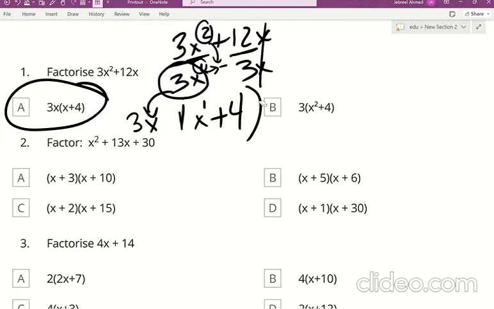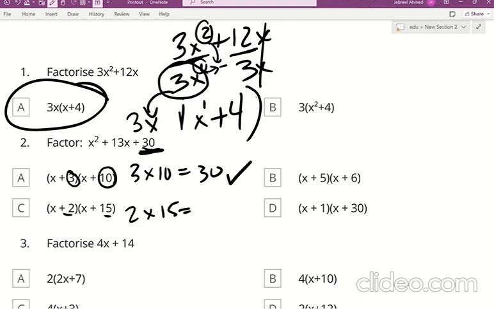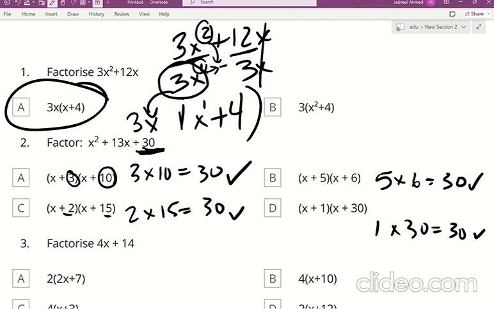Number 2, so I have this quadratic equation. The first step is I have to take these two numbers and multiply them together, and they should give me this number over here. So this is correct. I have 2 times 15. Does it give me this number here, 30? Yes. 5 times 6 gives me 30, and 1 times 30 equals 30.